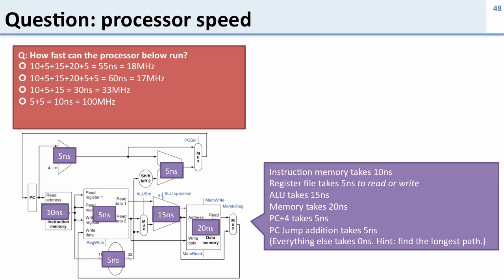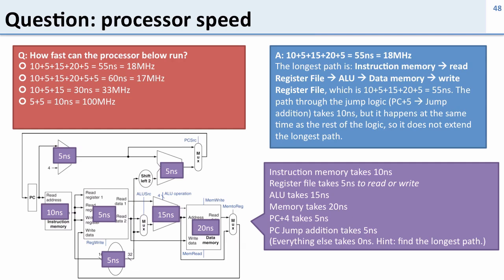So here's the speed on how long each thing takes. So how fast can the processor run? Well, the answer here is it takes 55 nanoseconds to do the longest path through the processor, which means 18 megahertz. So here's the longest path.